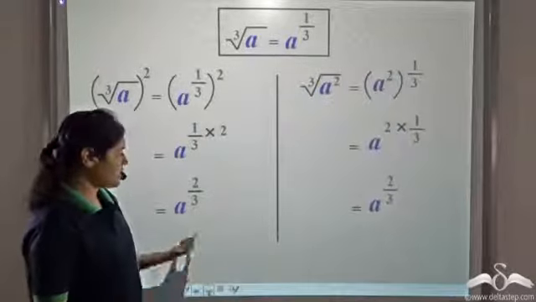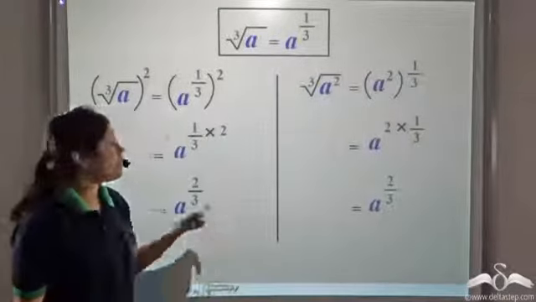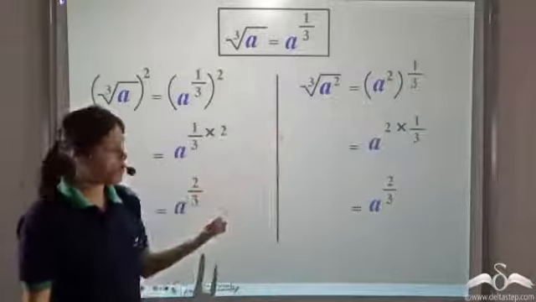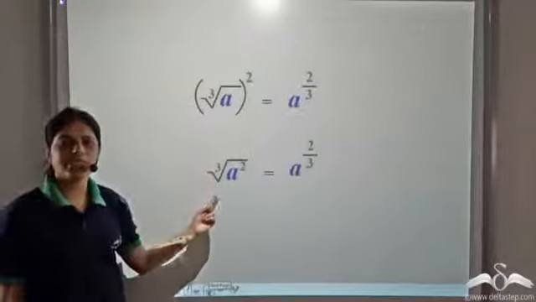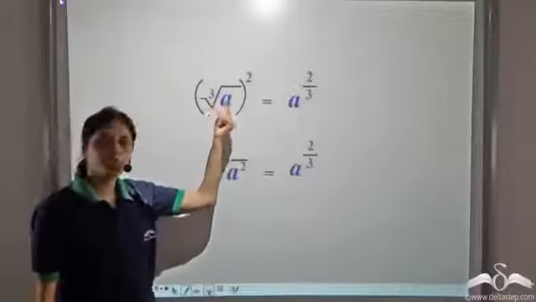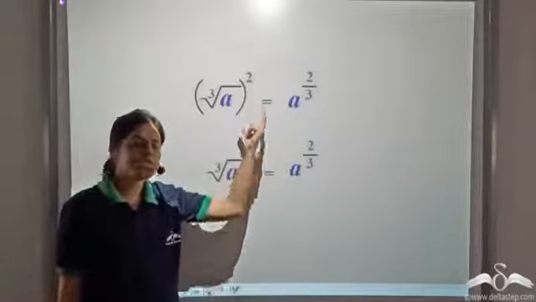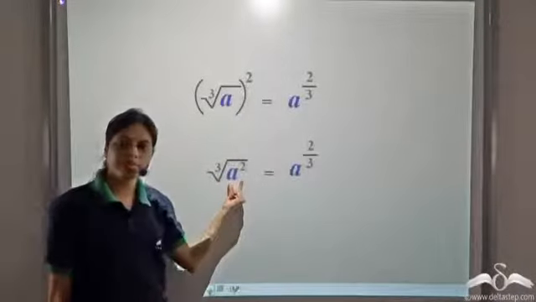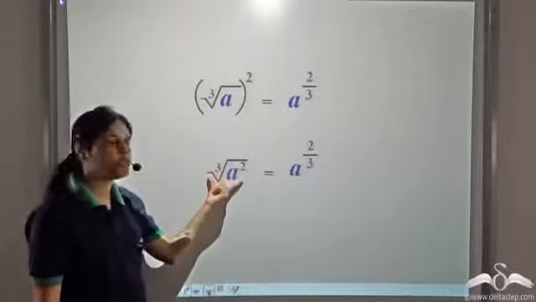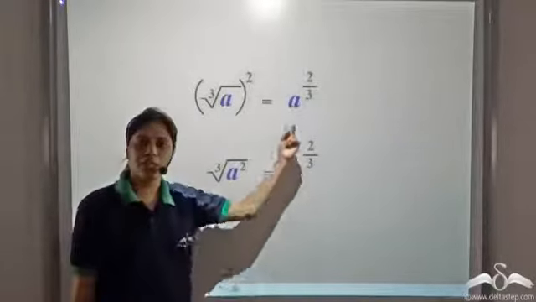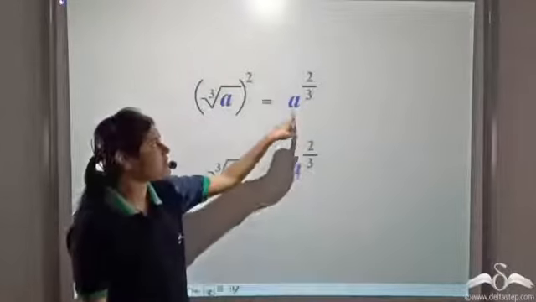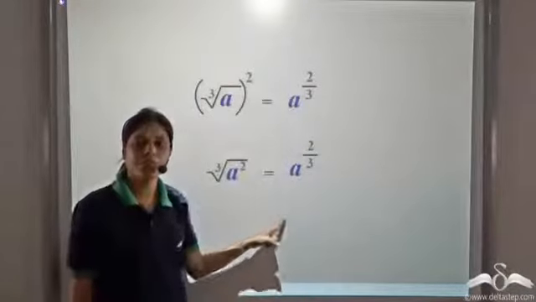So we see that we get the same thing in both the cases. So a to the power 2 by 3 can be interpreted in any of these ways. Whether you take the cube root first and then square it, or you square the number first and then take the cube root, it does not make a difference. We get the same thing in both the cases, which is a to the power 2 by 3.